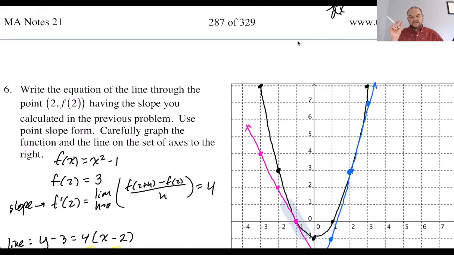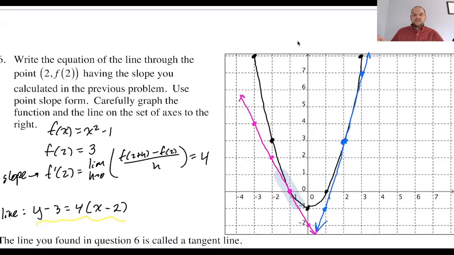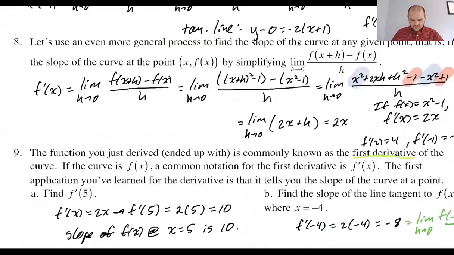So that was the limit as h approaches 0, f of a plus h minus f of a all over h. Or we could have used, we are now finding out, the limit as x approaches a of f of x minus f of a over x minus a. Either one, they give the same result. And then we just wrote the line in point slope form. So that's basically what we're going to do here.